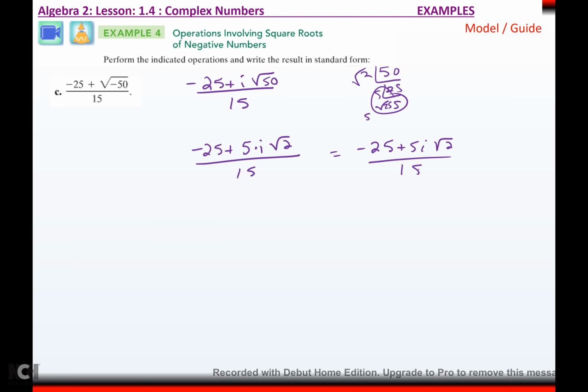I just wrote that again. And now the only thing I can do, don't touch the underneath, just like I told you before. Don't try and reduce with the radicand, even if you can, which I can't, but even if you could, don't. Don't touch him. He's protected. You can't get to him. But these outside numbers are all divisible by 5. So that would give me negative 5 plus i square root of 2 over 3.